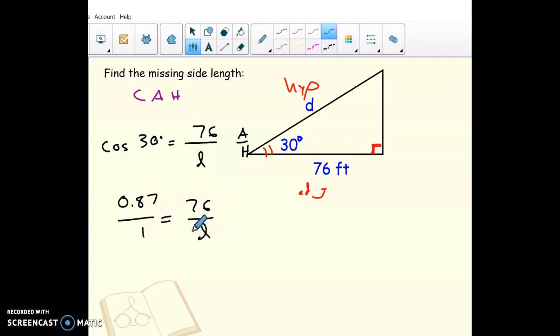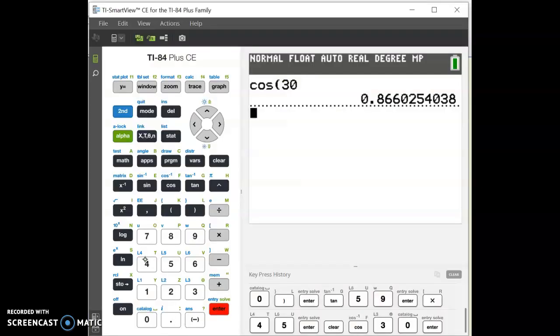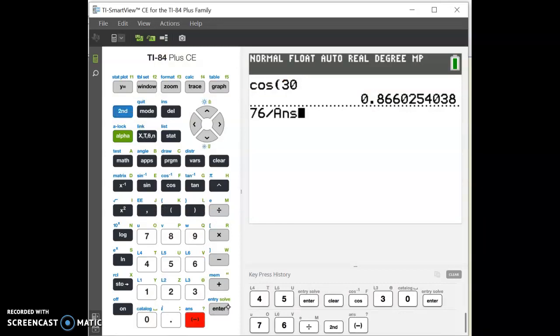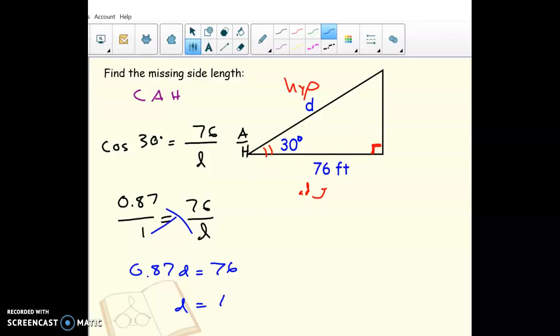Now I'll solve this with cross products again. So 0.87 times d equals 1 times 76. Now I'm going to divide both sides by 0.87, so d is going to equal 76 divided by that number. So I'm going to do 76 divided by my previous answer, and I get about 87.8. That would be the length of the missing hypotenuse, which makes sense, it's longer than the leg, because the hypotenuse should always be the longest side.